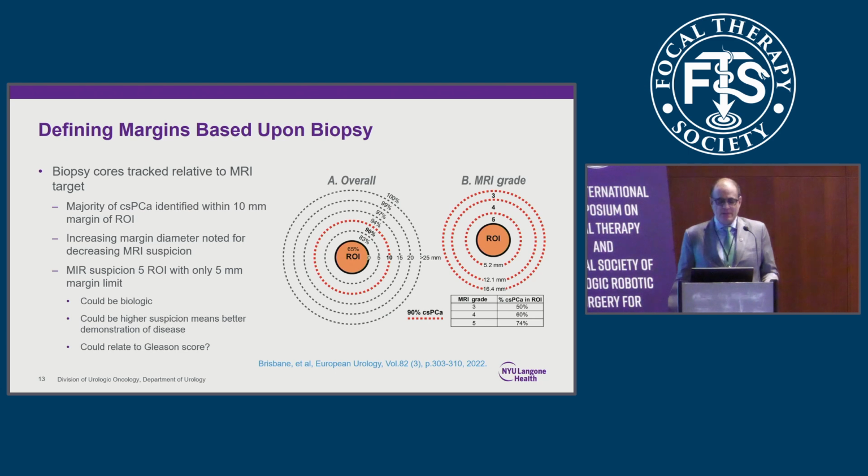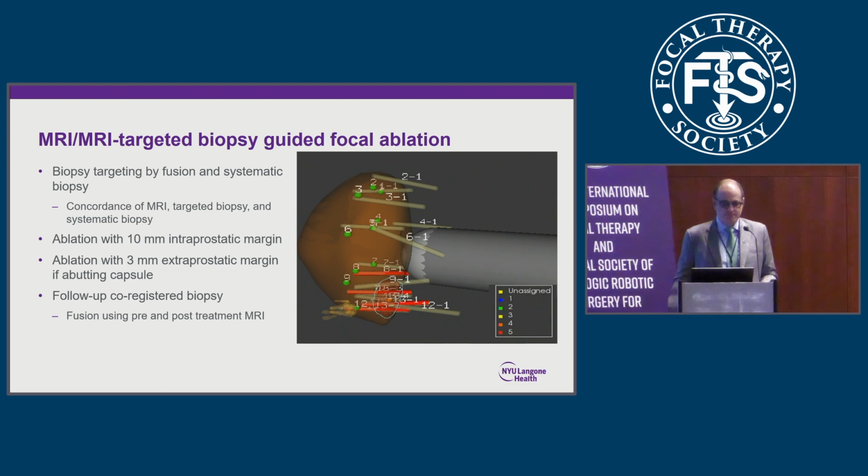This is Wayne Brisbane's paper, which suggests that the majority of clinically significant cancer is within 10 millimeters of the ROI. Interestingly, one of the things that doesn't get talked about in this paper, though, is that penumbra distance varies considerably based on the PI-RADS score or the Likert score of the MRI lesion. And that makes sense. Higher suspicion disease probably has less of a halo than lower suspicion disease. Similarly, high-grade disease may have less of a halo and be more likely to be well demonstrated on the MRI.